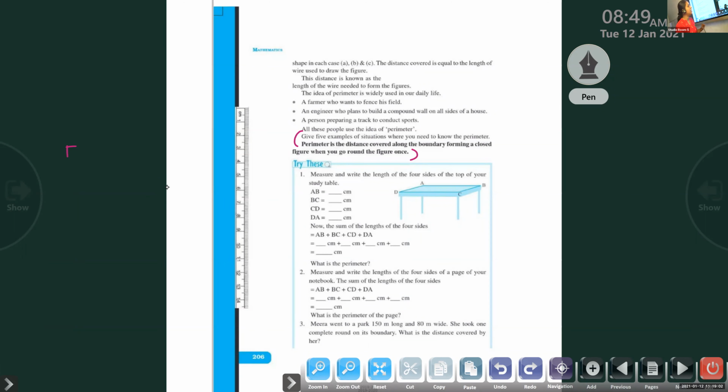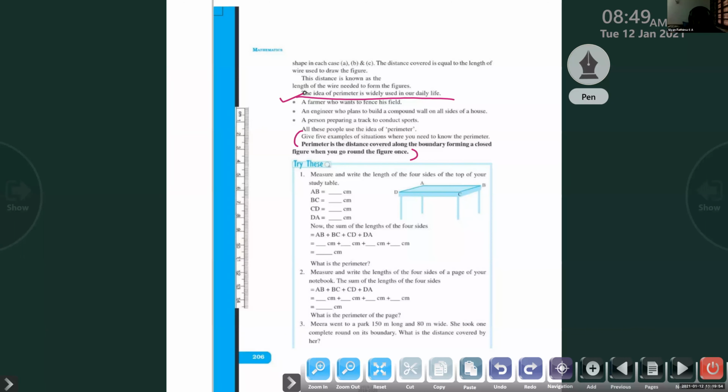Fence, F-E-N-C-E, means fence. Have you seen some farmers making the fence? Not like the wall, not the cement and the bricks, but with a structure that is made of metal wires. Have you seen? Yes, ma'am. So fencing around the farmer's field, we are finding the perimeter. Clear, children? So the idea of perimeter is widely used in daily life. First one is a farmer who wants to fence his field.